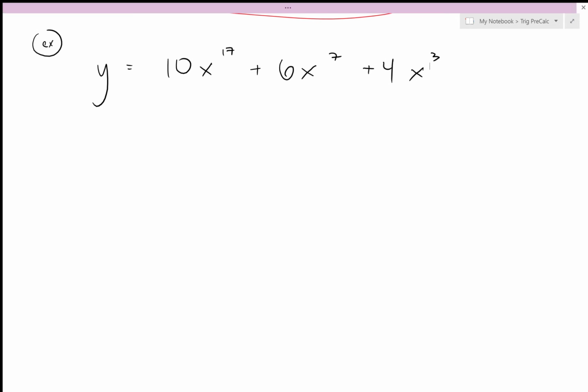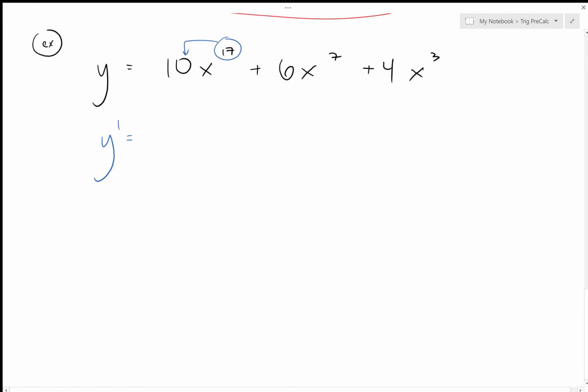Alright, so let's find the derivative. So y prime, 10 times 17 is 170. X, 1 lower to the 16, plus 7 times 6 is a 42. X to the 1 lower, 6, plus 4 times 3, 12. X to the 1 lower, 2.